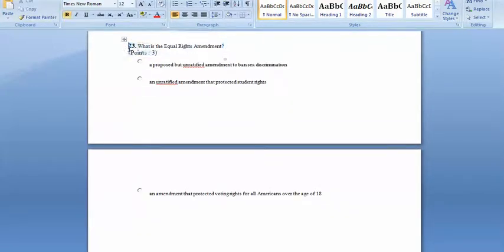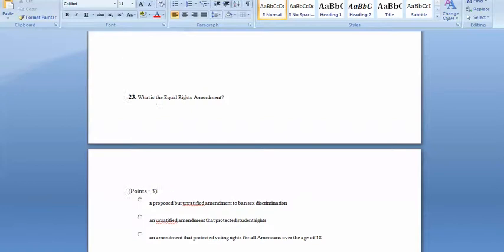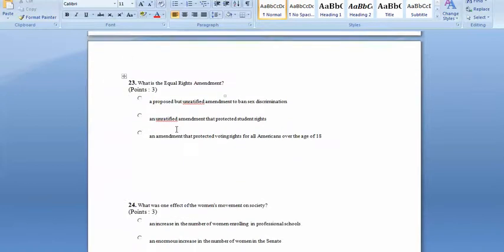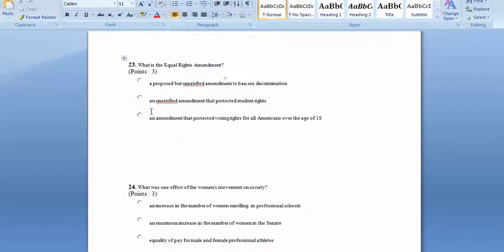Number 23, what is the Equal Rights Amendment? A proposed but unratified amendment to ban sex discrimination, an unratified amendment that protected student rights, or an amendment that protected voting rights for all Americans over the age of 18?